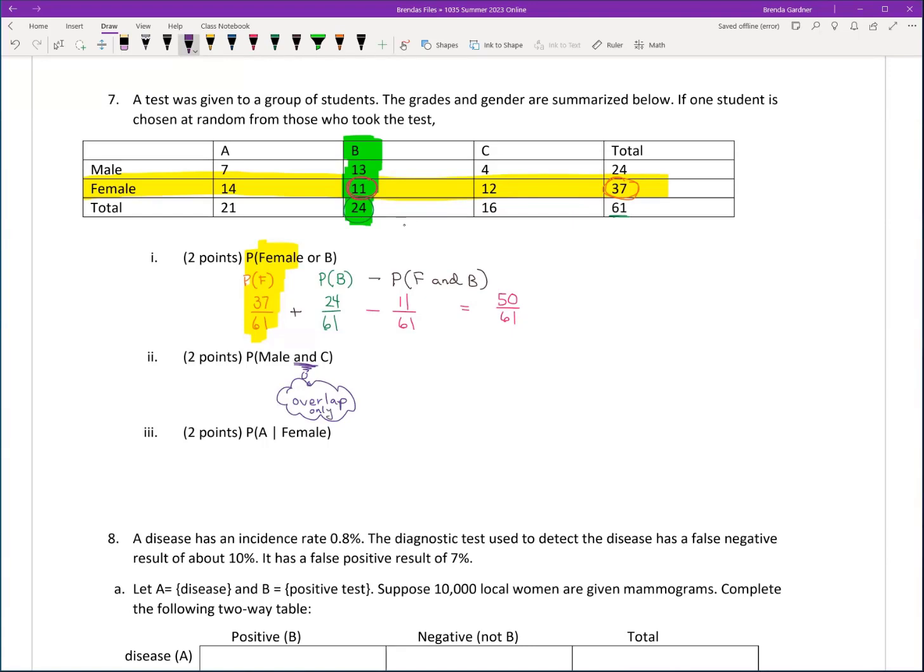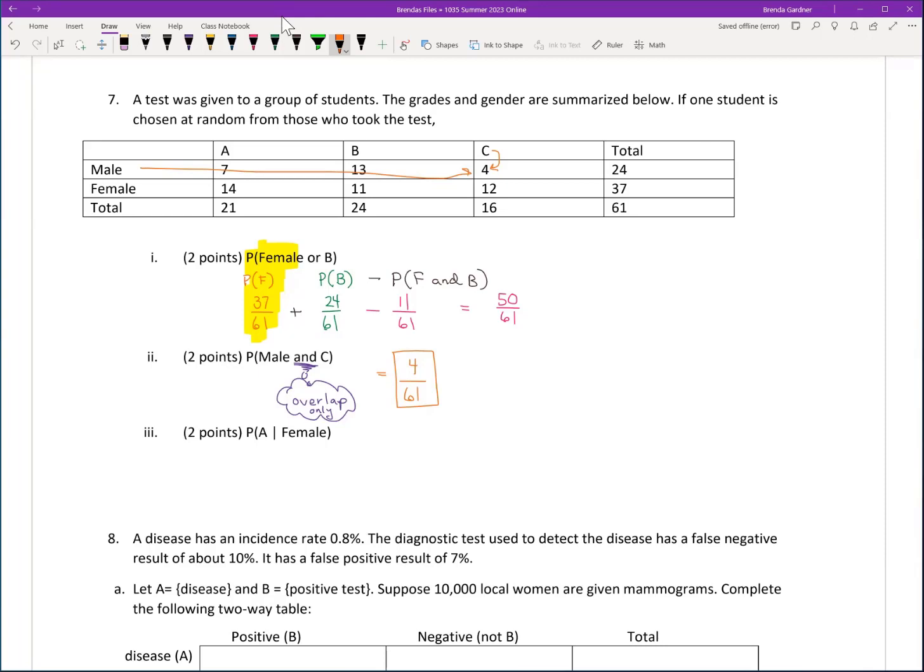Okay, so let me erase my colors here. What's the probability that I draw a student who is both male and got a C in the class? So I'm going to look for the row of male and C, and that's it. That's my numerator. So I'm going to put 4 out of 61. And "and" is only the overlap, so take off the overlap.